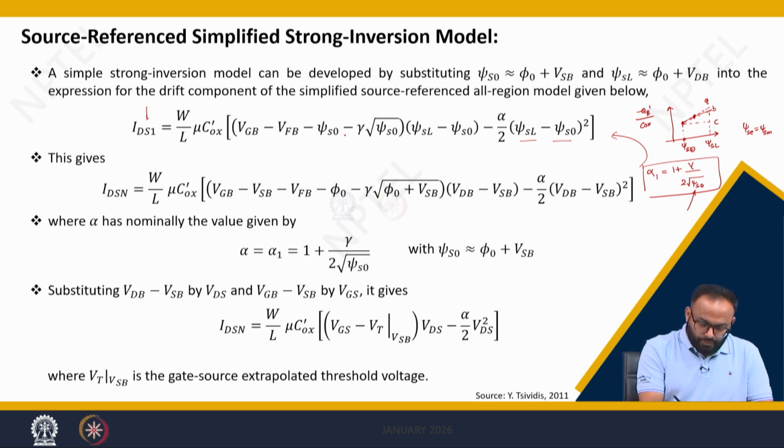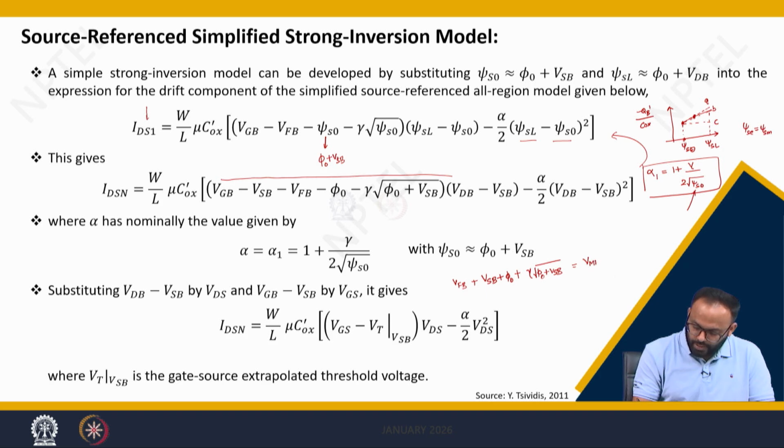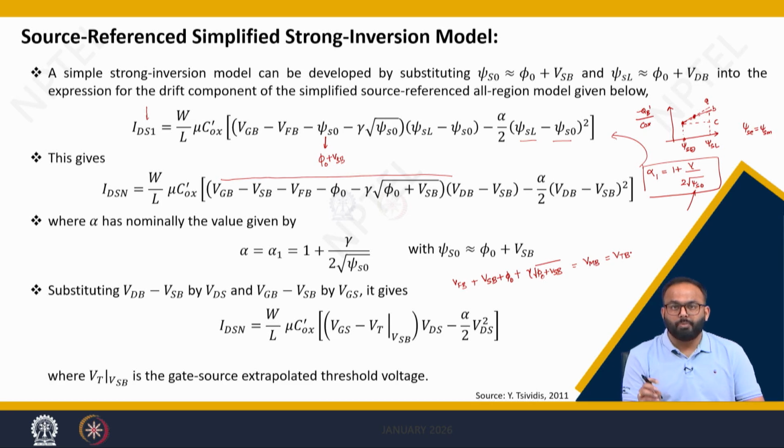If we put psi S0 now in terms of terminal voltage, psi S0 can be simply replaced by phi 0 plus VSB. You can rewrite this equation here. If you closely see this term, VSB plus phi naught plus gamma times root phi naught plus VSB plus V flat band voltage is nothing but VTB, the threshold voltage with respect to body, the body as a reference.